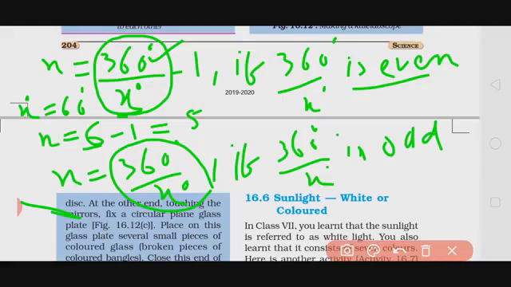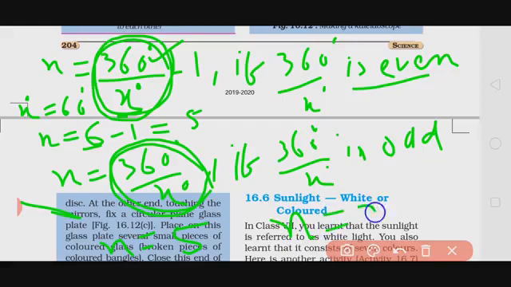If this quantity is even, you have to subtract 1. And N is equal to 360 divided by x degrees if 360 divided by x is odd. If it comes out to be 5, then the number of images will be 5. And if this quantity comes out to be 7, then the number of images will be 7.